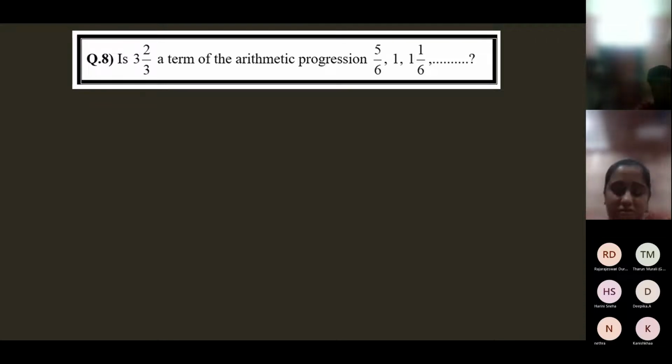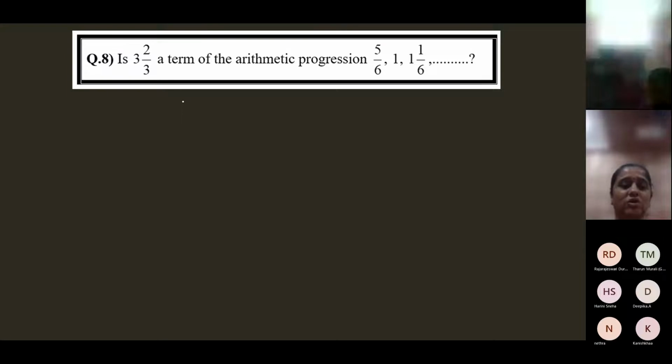All right. So the first question for today is: is 3 2/3 a term of the arithmetic progression 5/6, 1, 1 1/6, and so on? So the question is, is it a term of the AP? Will this number 3 2/3 happen in this sequence? The sequence is 5/6, 1, 1 1/6, and so on. Will this 3 2/3 happen in this arithmetic progression?